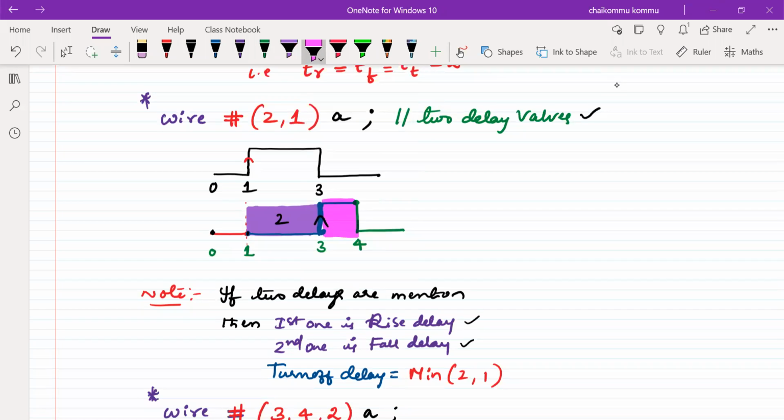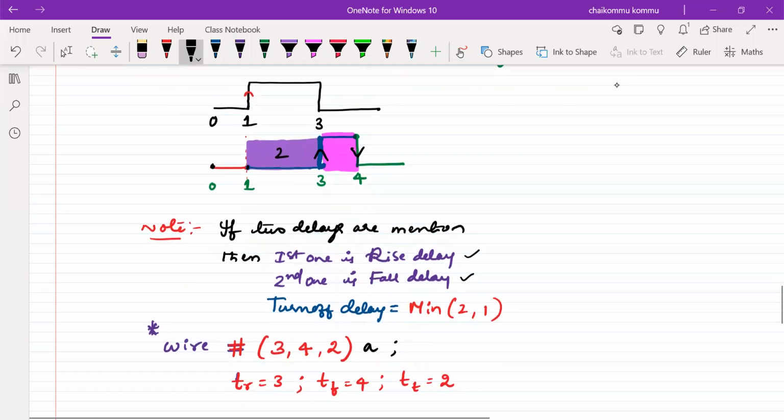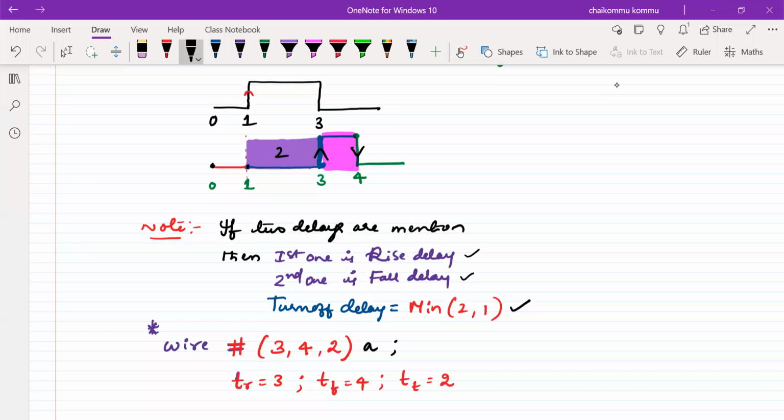I hope you can understand this one. Okay, so therefore this is how it will go down. Something like this. So the turn-off delay is very important, the minimum of the 2 and 3. For example, if at any case the wire A is changing from high impedance state, it will take the value of the minimum of the 2 and 1. Okay, the rise and fall, whichever is the minimum value, that value will be taken.